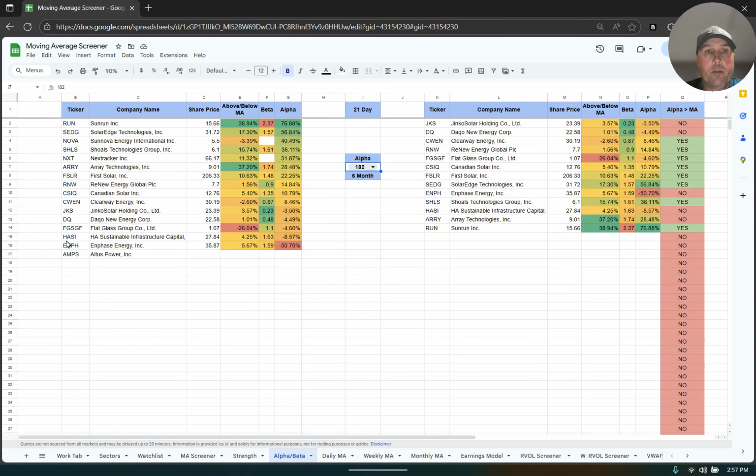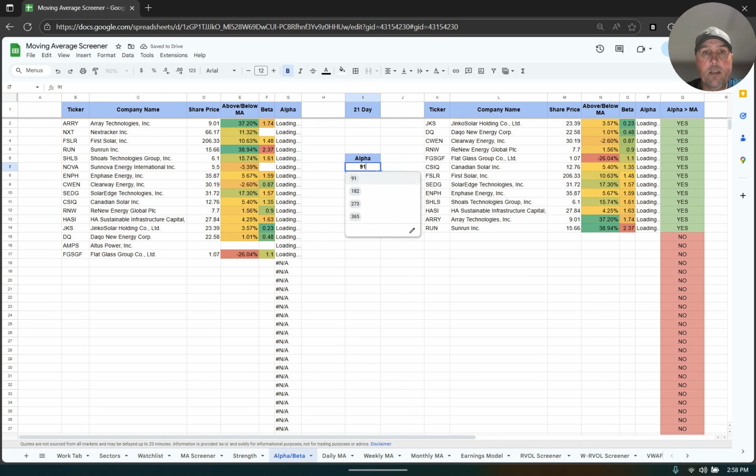If we go to the alpha page, I can select this to whatever time frame I want: 3, 6, 9, or 12 months. That's how many days are in each one of those months, and that's how I had to do it. So 182 is 6 months. If I change this to 91, you'll see it change to 3 months. If I change it back to 182, it's 6 months, and so forth.